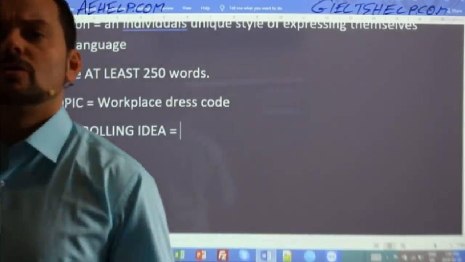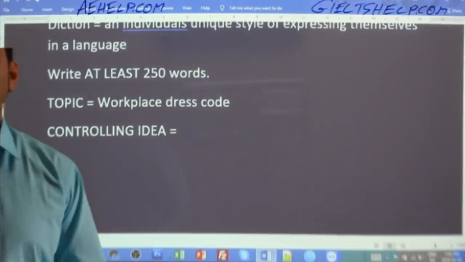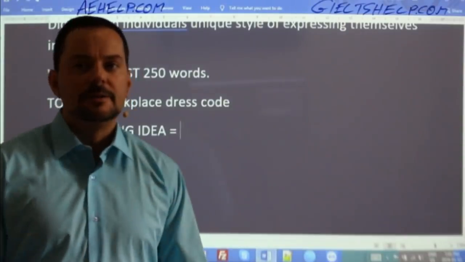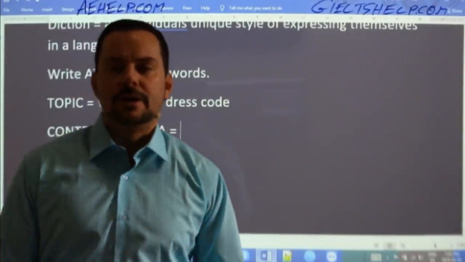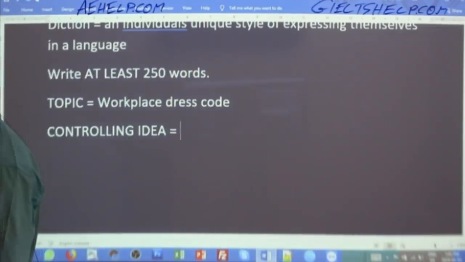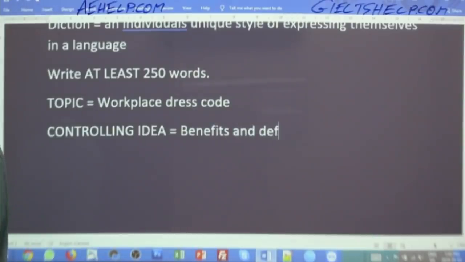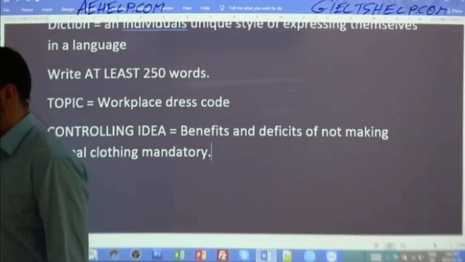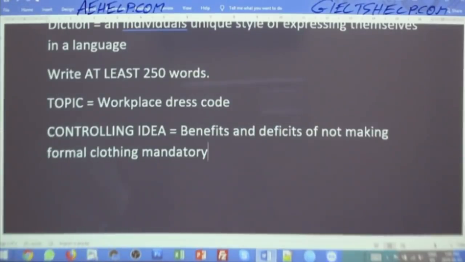So what's the controlling idea? Yeah, so formal clothing, Roshni, will definitely be more of the controlling idea. There's a little bit more to it than that. So workplace dress code is the topic. Controlling idea is the benefits and deficits of not making formal clothing mandatory. Okay, that would be the controlling idea. All right, that's what we're talking about.